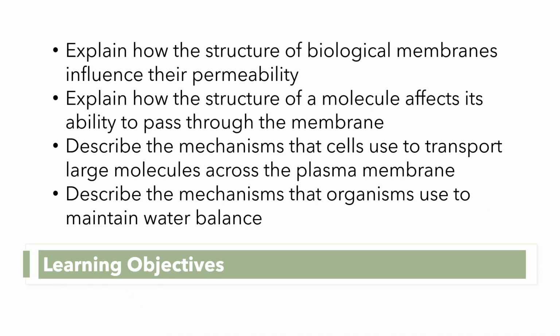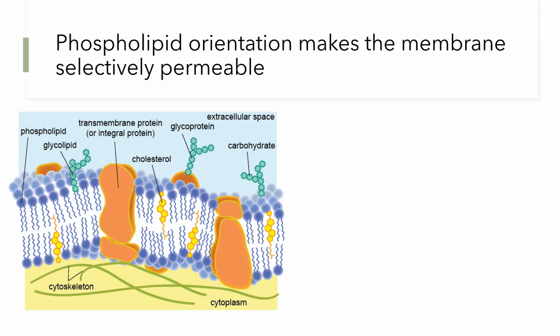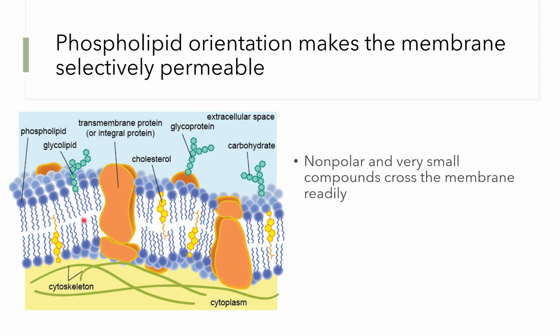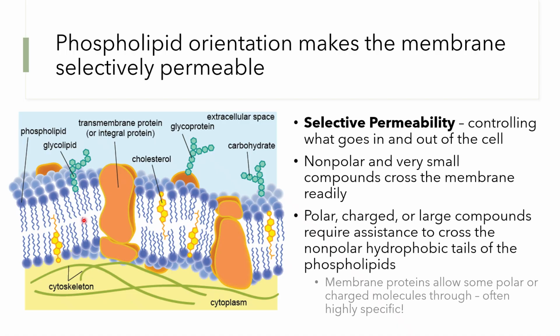So here's some good learning objectives for this particular lesson. And let's dive in. So as we discussed, the orientation of these phospholipids is the key to the overall function of the membrane. Remember, the main job of the membrane is to control what goes in and out of the cell. And it's all because of how these phospholipids arrange themselves in this bilayer. It makes it selectively permeable, where we can control what goes in and out of the cell. That's all that selective permeability means.